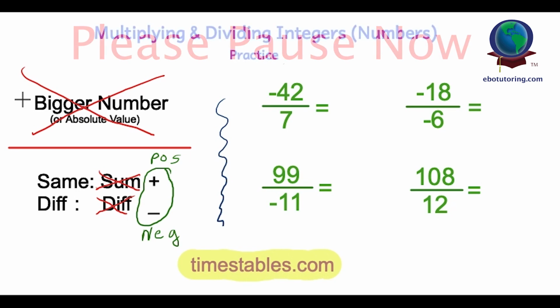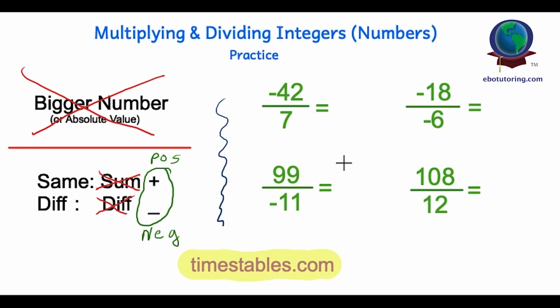All right, let's see how you did. See if you knew what you're doing, huh? All right, let's follow the rules. First thing, -42 over 7. Same or different signs? If you said different, you are right. They're different. So the answer is going to be what? Positive or negative? Well, we know that different means negative.